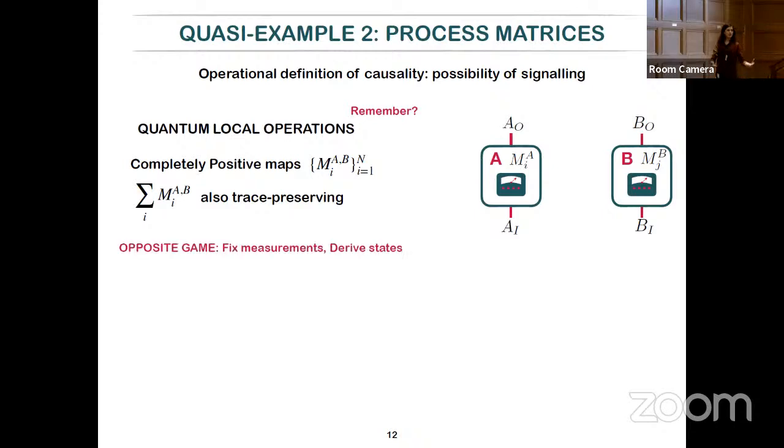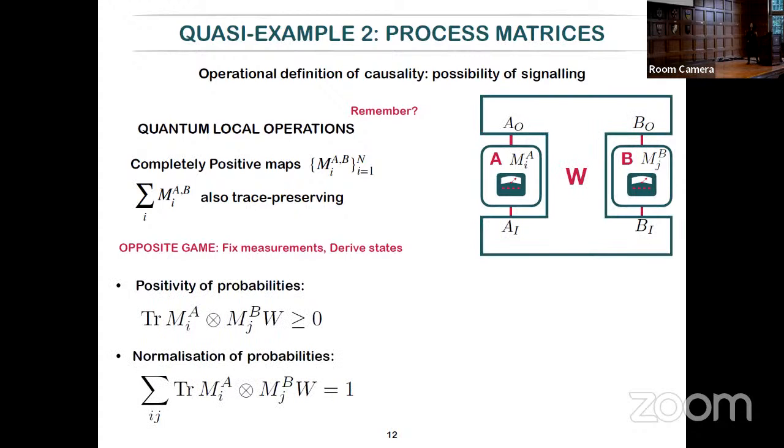Now, we play the opposite game to the one that we played in the case of generalized probabilistic theories. Remember there, we fixed the set of states and we derived the measurements. Here, we fix the measurements and we derive the set of states. So, we take these measurements to be the quantum measurements. And then we ask, what is the most general object that I can write in that form? And we could discuss whether this form is the most appropriate one, but that's another choice. So this W object gives me meaningful probabilities. Basically, whenever I apply this W to Mi and Mj, it gives me a number that is greater than or equal to zero, and when I sum over all outcomes, it gives me one. That's the requirement.